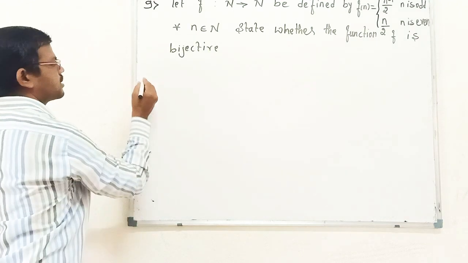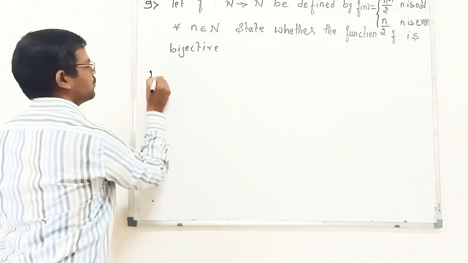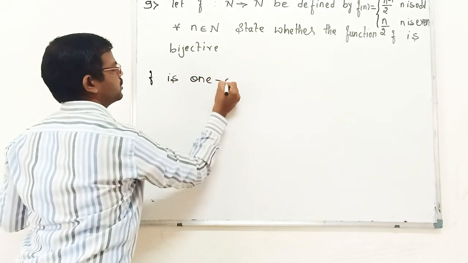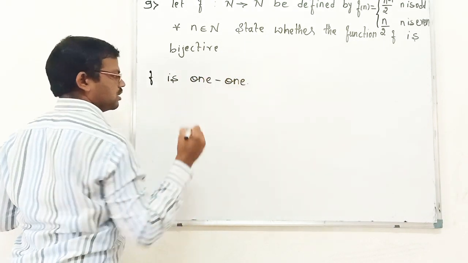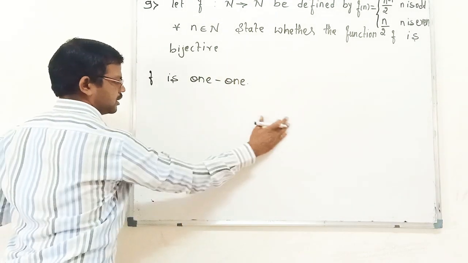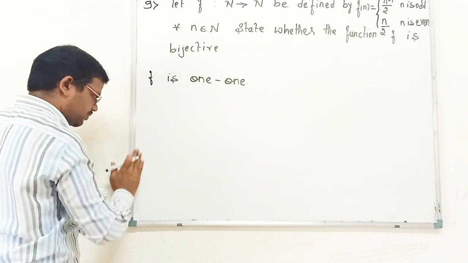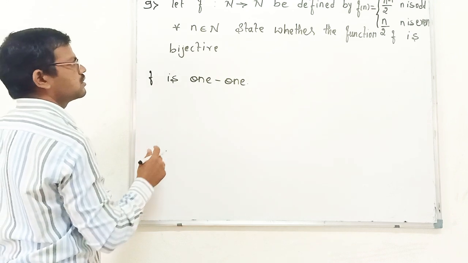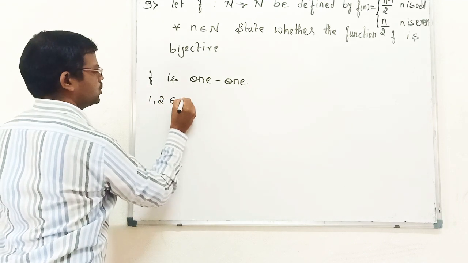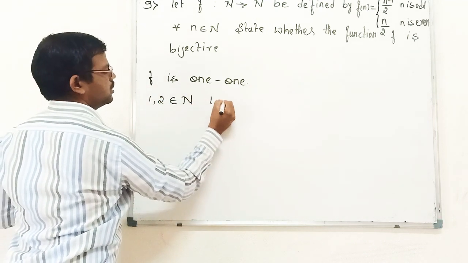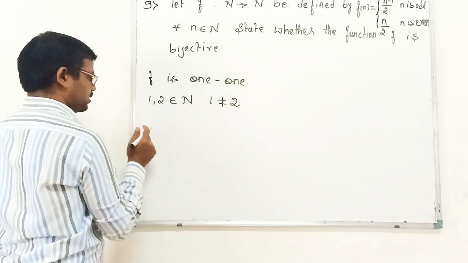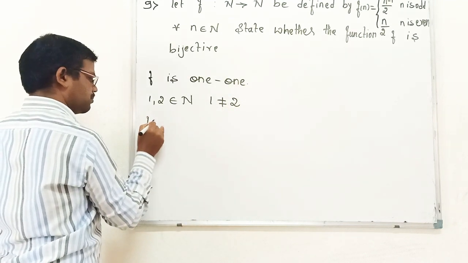First we discuss the one-one function. To show that f is one-one, let me consider two different elements in the domain: 1, 2 belonging to the natural numbers, and 1 is not equal to 2. So these are different elements. Let me find their images.